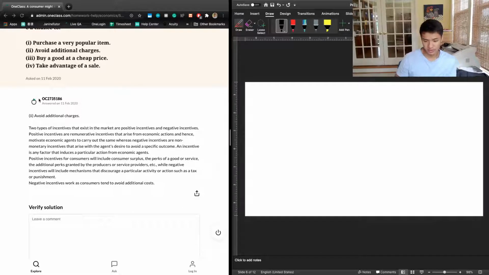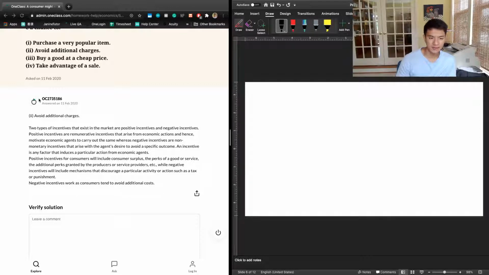Let's take a look at the previous tutor's answer. Previous tutor says avoid additional charges as well. 2 types of incentives that exist in the market are positive and negative incentives. Positive incentives are remunerative incentives. I don't really know what that actually is. That arise from economic actions and hence motivate economic agents to carry out the same, whereas negative incentives are non-monetary incentives that arise with the agent's desire to avoid a specified outcome.